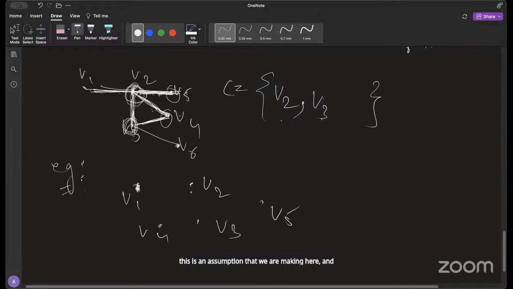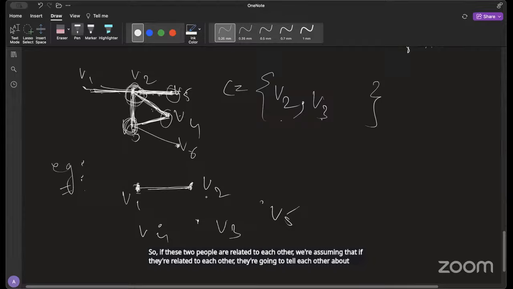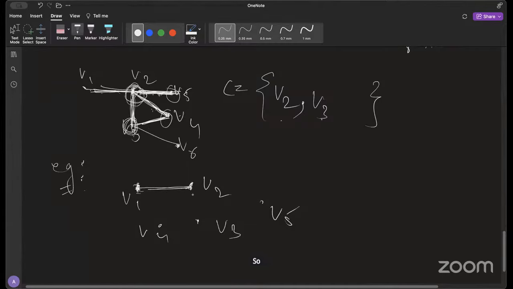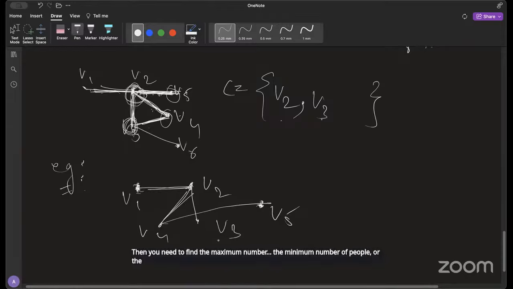Now these are people, and the edges here represent friendship, or any relation between these two people. If these two people are related to each other, we're assuming they're going to tell each other about the product. So if these two are related, let's say these two are also related, and then this one. Then you need to find the minimum number of people that you should be telling to make sure that everyone knows about your product, right? So let's start with this one.